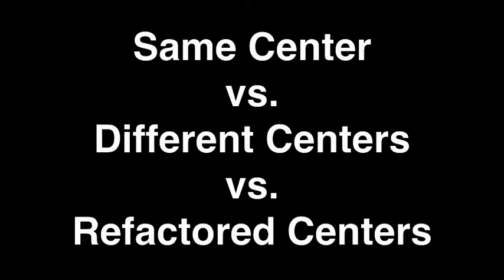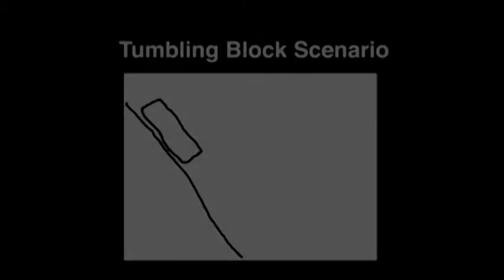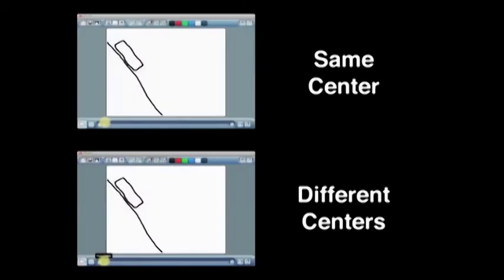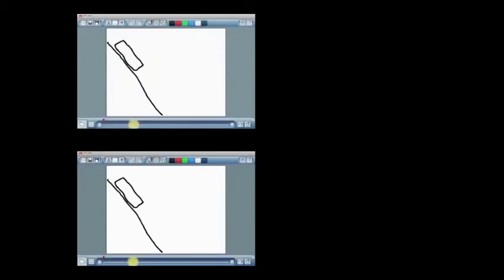Our investigation also led us to implement three methods for handling object centers. Same center mimics common tools like Flash, where all of an object's motions must have the same center. The other methods allow centers to change. Different centers has no restrictions, but refactored centers has two restrictions discussed later. Let's see how the same center and different center methods affect this scenario. Same center is on the top, and different centers is on the bottom.